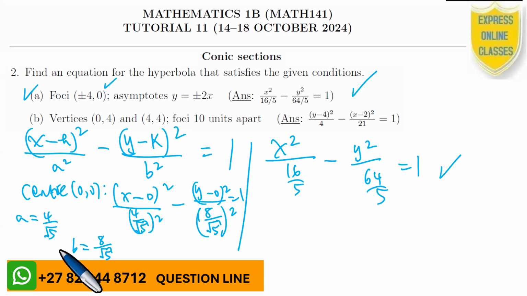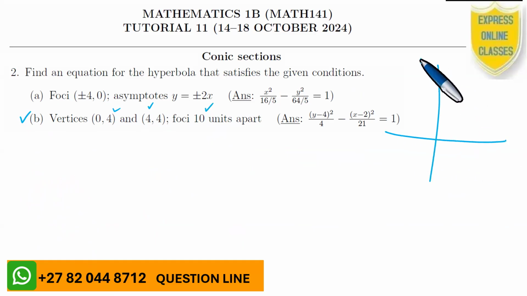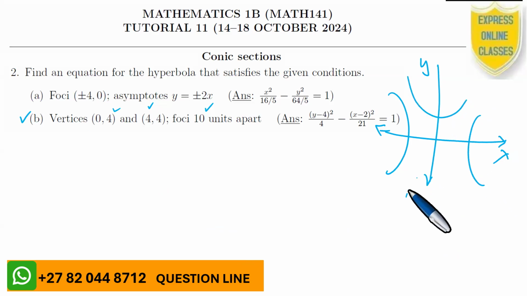Let's look at 2B. Okay, in 2B, you have been given the vertices and the foci are those. Sometimes a sketch helps a little bit because if you're just given the information, it's not very clear what's happening. But what you want to see in the diagram is where does the focal axis lie? Is the focal axis parallel to the x-axis or parallel to the y-axis? If it's parallel to the x-axis, then your graph is like this, or your graph is like that. So this is what you want to see.